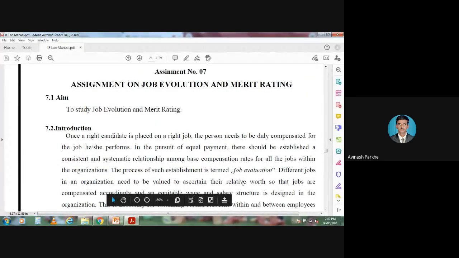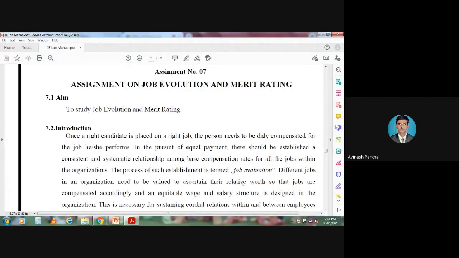Your experiment number 7 is related to the assignment on job evaluation and merit rating. In today's lecture we finished chapter number 6, that is job evaluation and merit rating. Based on this, one question is given in the experiment write-up: define job evaluation and merit rating, and explain any one method of job evaluation.